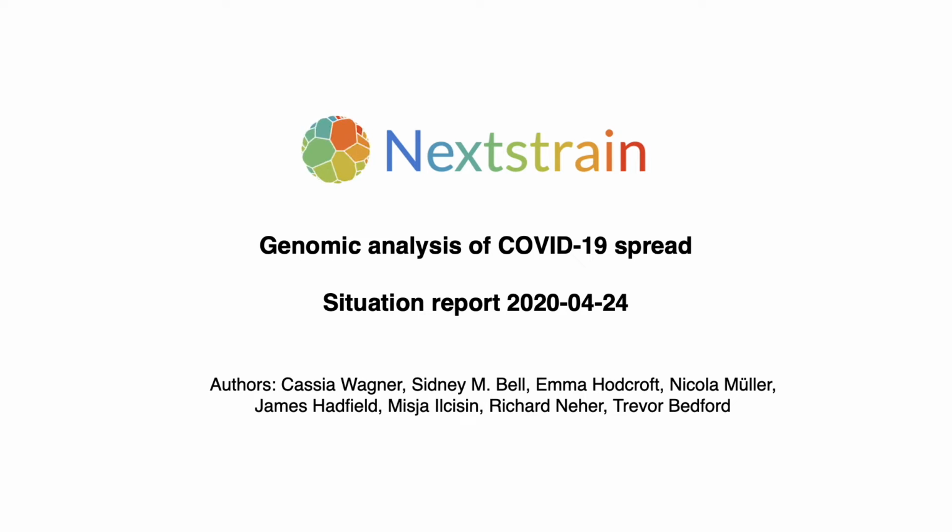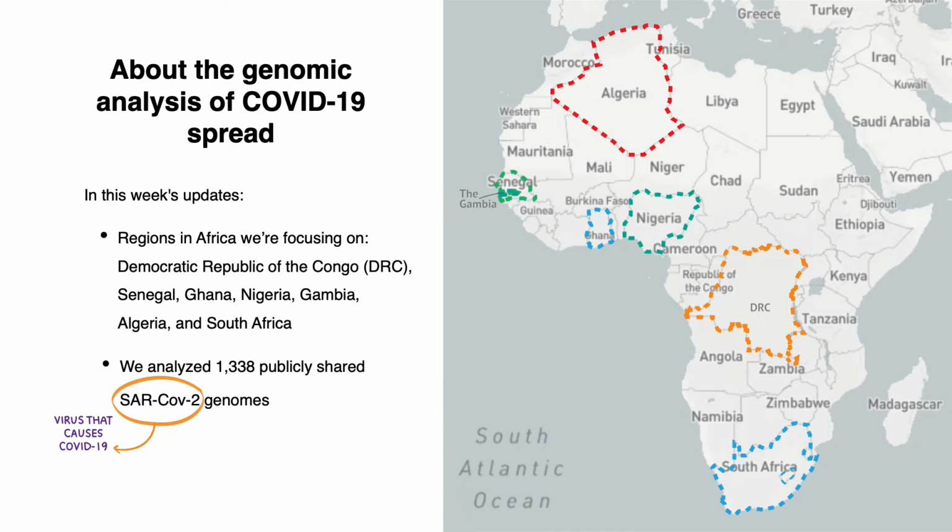In this video, we will be talking about the genomic analysis of COVID-19 for April 24th, 2020. For the full situation report and more regionally focused analyses, please visit our website at nextstrain.org. Today, our focus will be on cases in Africa.